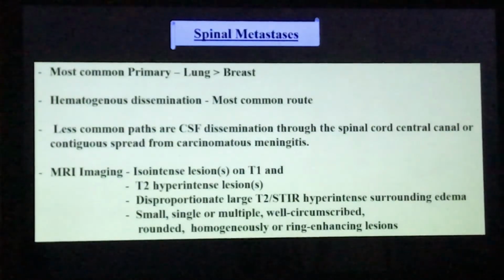Now the last type that we'll discuss is spinal metastasis. The most common primary causing spinal metastasis is lung tumor followed by breast. Hematogenous dissemination is the most common route, although CSF dissemination can also occur. On MRI, there can be multiple lesions which are isointense on T1 and hyperintense on T2. There is disproportionately large surrounding edema compared to the size of the lesion. They can be single or multiple, well circumscribed, rounded, homogeneously or ring enhancing lesions.